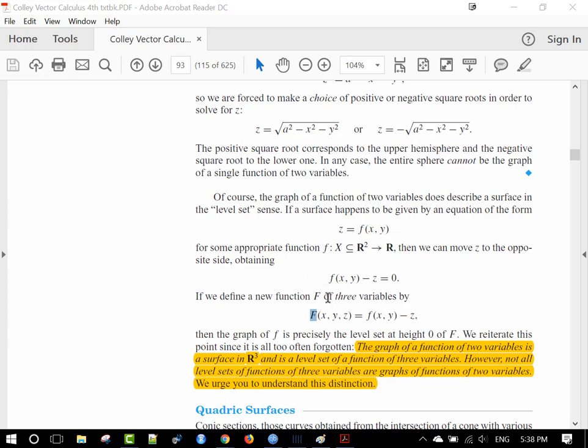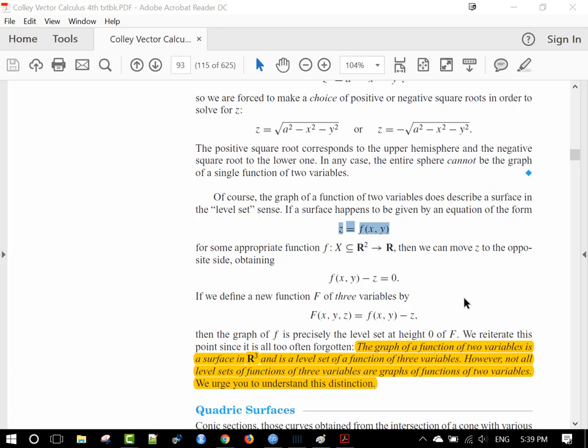Now, the original situation was this. So that means if we're talking about this capital F, we're talking about setting capital F equal to 0 to reproduce this situation. But when we're thinking about it as capital F, we're talking about the level sets of capital F and the particular level set where C is equal to 0. So the particular level set of this, when C is equal to 0, is our original function.